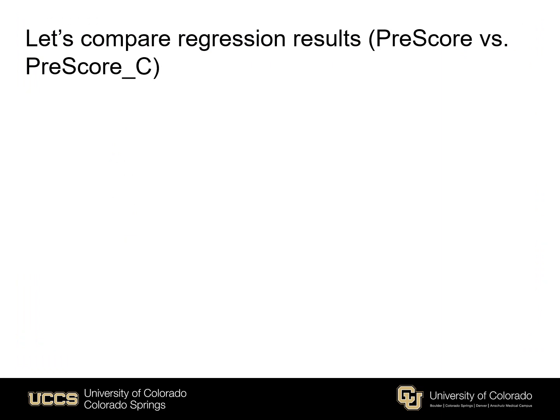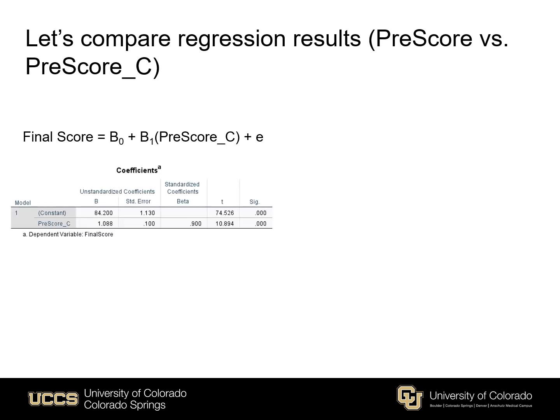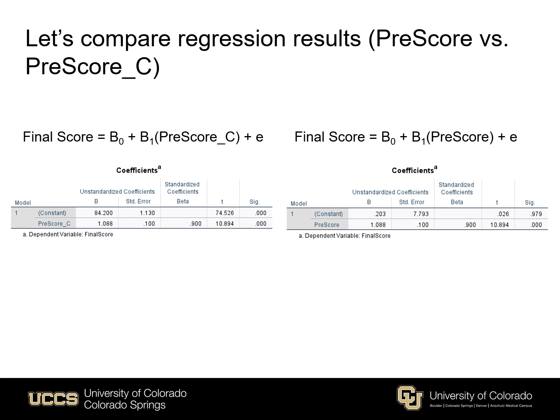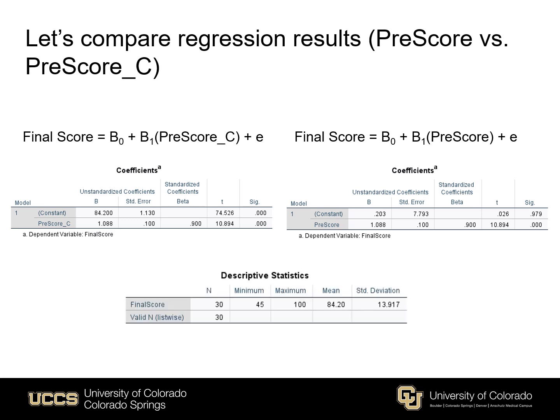Let's compare the regression results across models with centered independent variables versus models with uncentered independent variables. Here is our centered version of our model, regressing final score on the centered version of pre-score. And there's the regression I just ran. And we have run prior analyses that looked at final score versus the uncentered version of pre-score, and recall these results. And I also have the descriptive statistics, overall descriptives, for the final score variable.